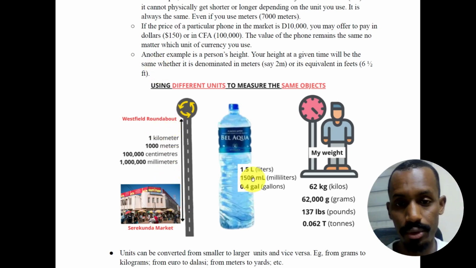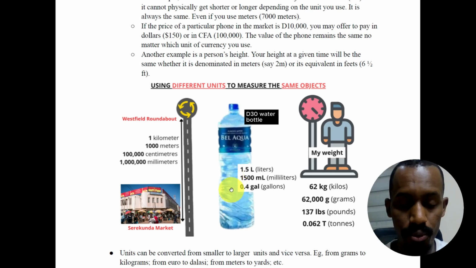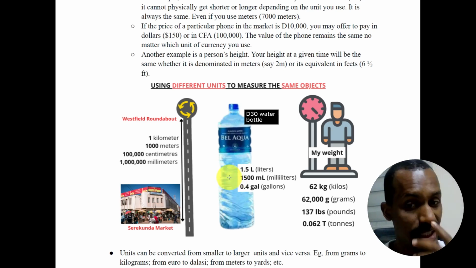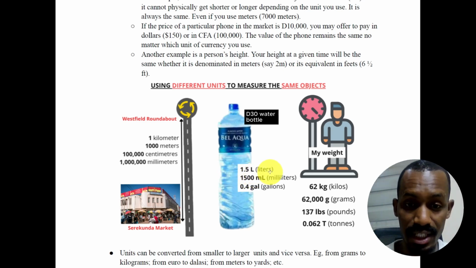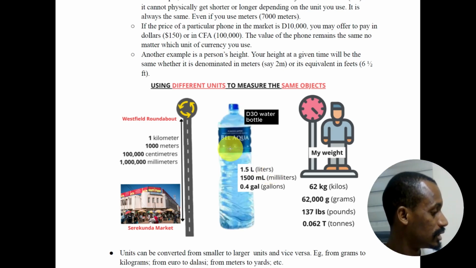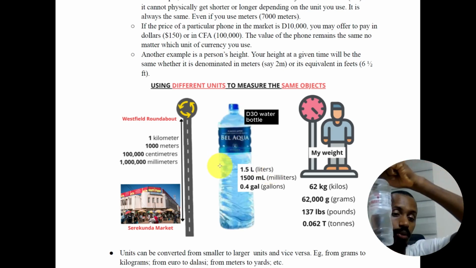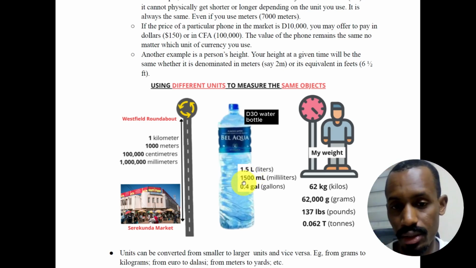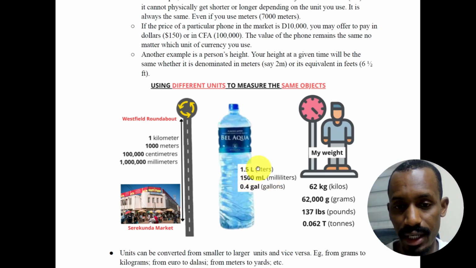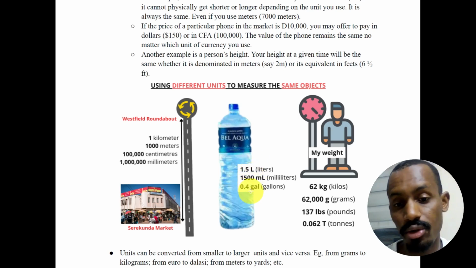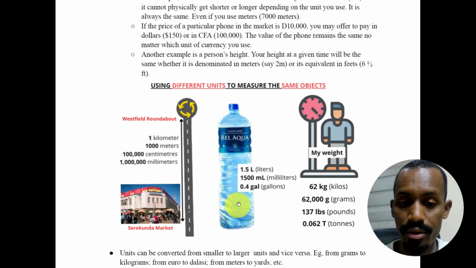And here, for example, if you look at the 1.5, that is the $30 water bottle. The $30 water bottle is 1.5 liters. All right, 1.5. That is like 3 small water bottles combined together. All right? Because 1,000 milliliters makes 1 liter. Or you can use it in gallons. In gallons, you can say this water bottle is 0.4 gallons.